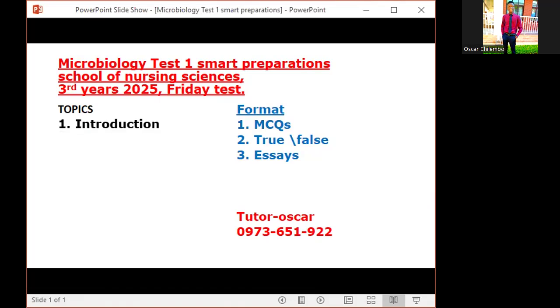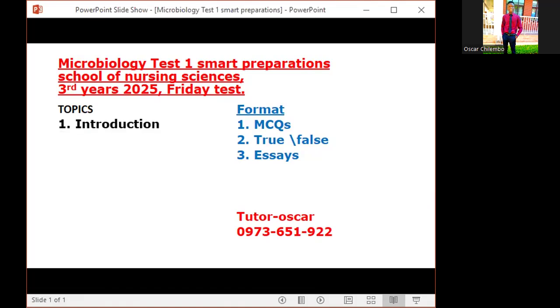So there are some theories in the introduction, like spontaneous generation. What is spontaneous generation? Who discovered it first? Who discovered it second? And who discovered third? So in MCQ, they can ask who discovered spontaneous generation first. Okay. Then from there, they are the same scientists.